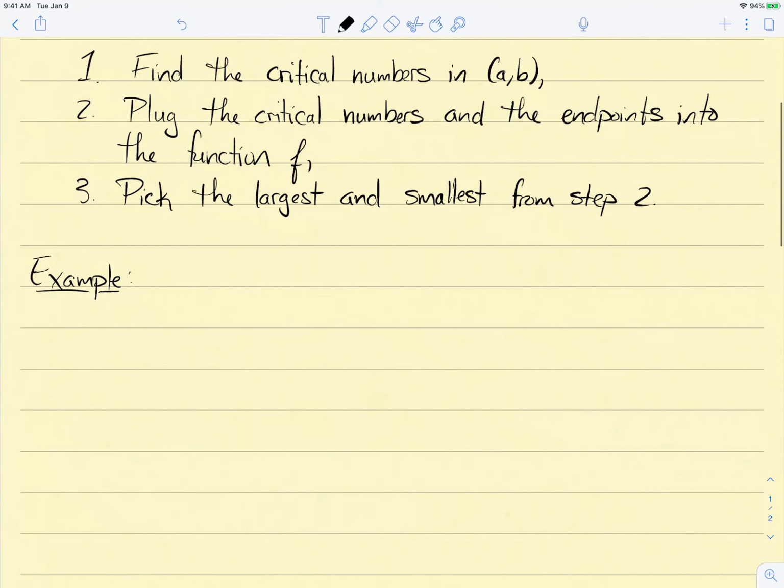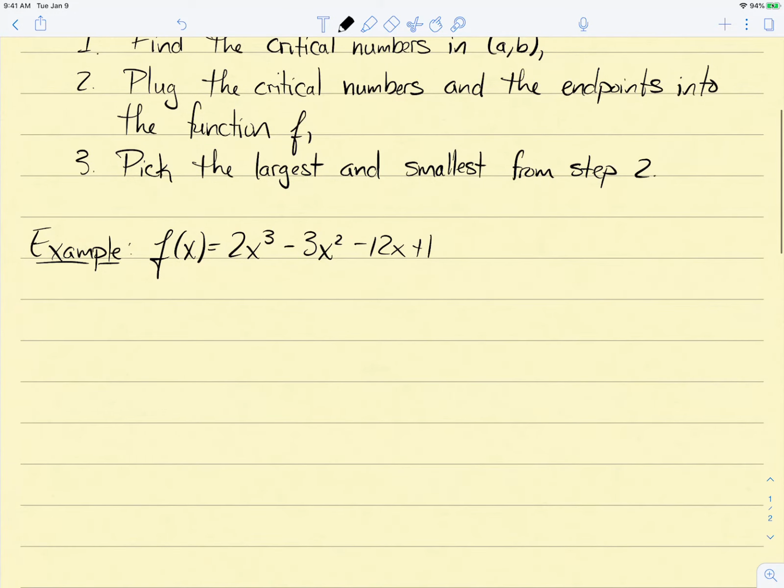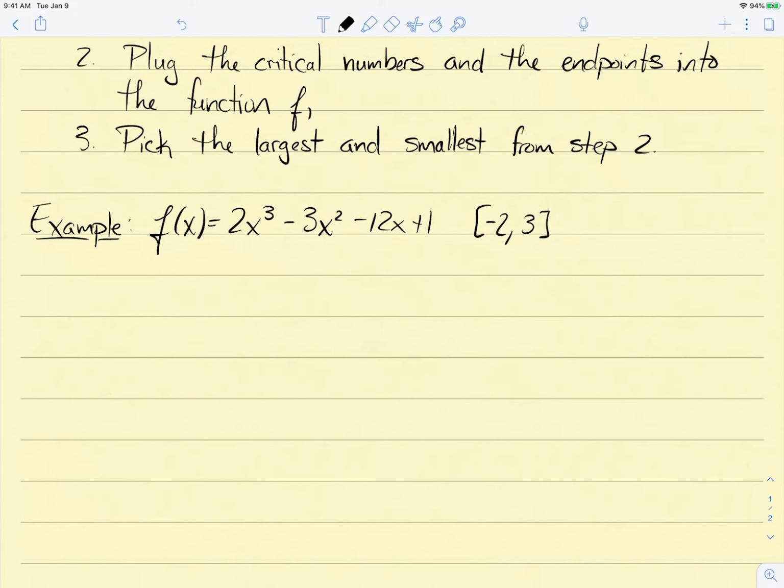So here's our example. It's going to be the function f of x equals 2x cubed minus 3x squared minus 12x plus 1. And our interval is going to be from -2 to 3. So first thing we need are going to be our critical points. So we're going to take the derivative.